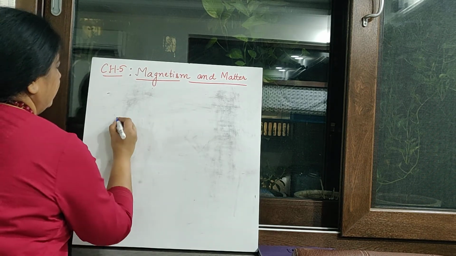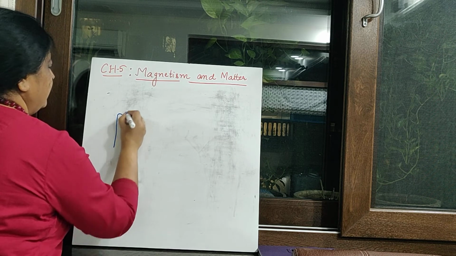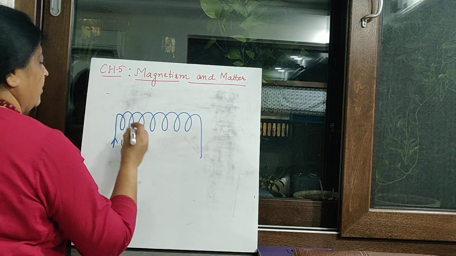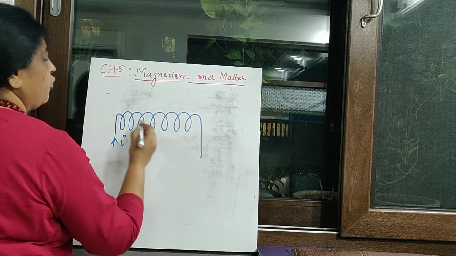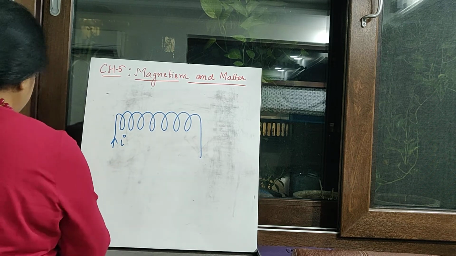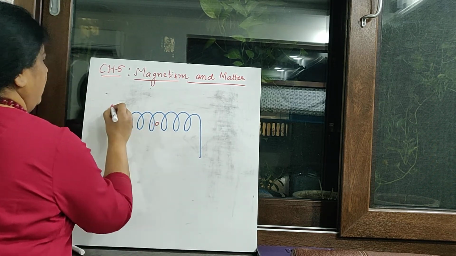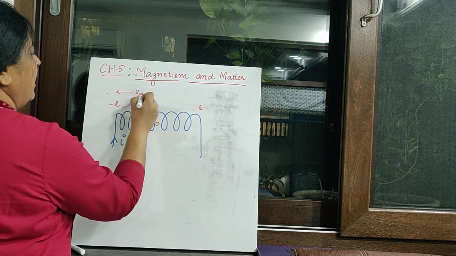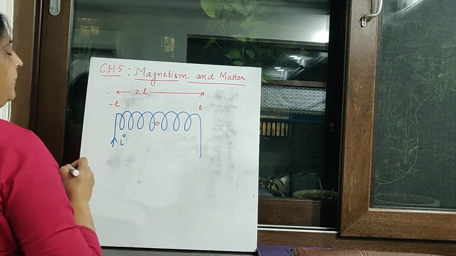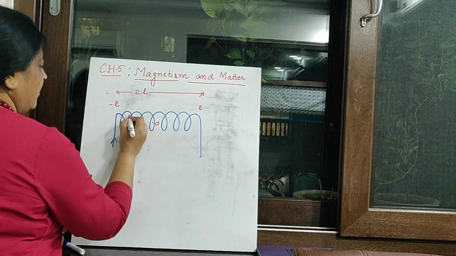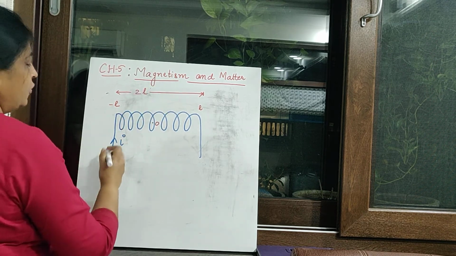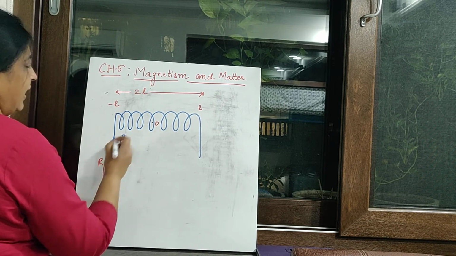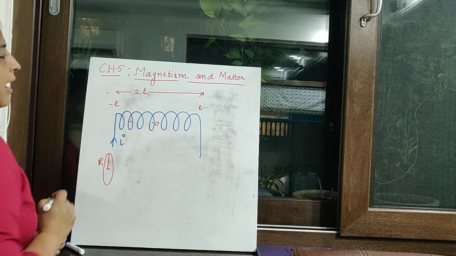So for this, there is a solenoid carrying current I. Suppose this is the center of the solenoid. Let us mark it as O. Let this end be minus L and this end be L. So 2L is the length of the solenoid. Let us further take, because there are many circular loops in the solenoid, so let us say this is one circular loop. Assume R is the radius of one circular loop.